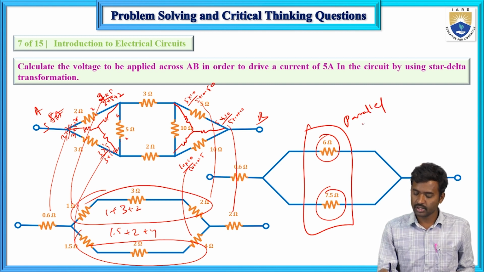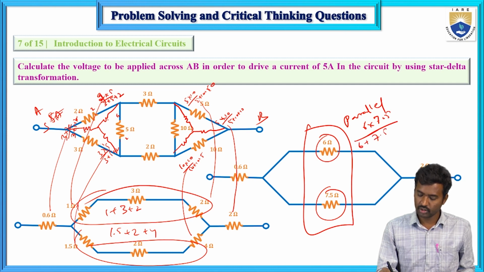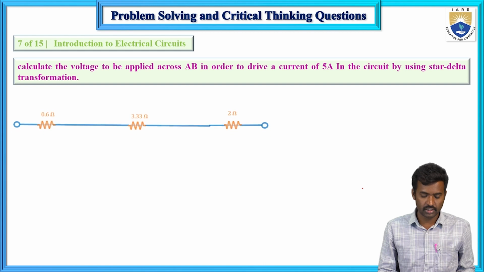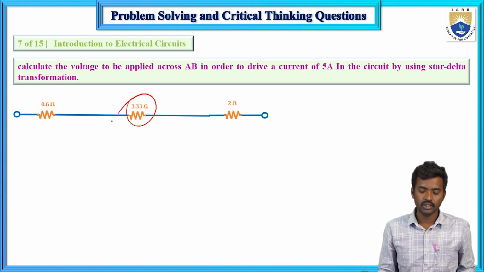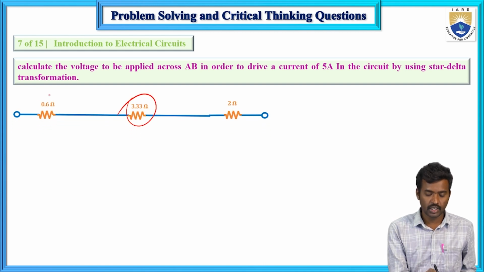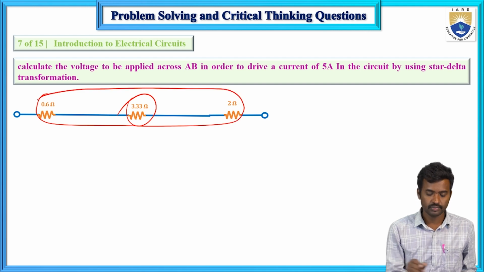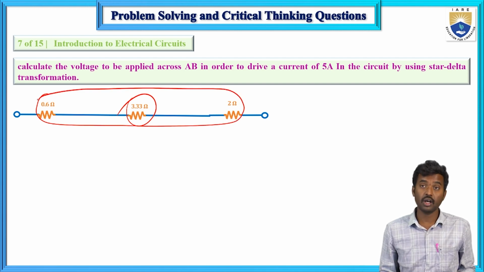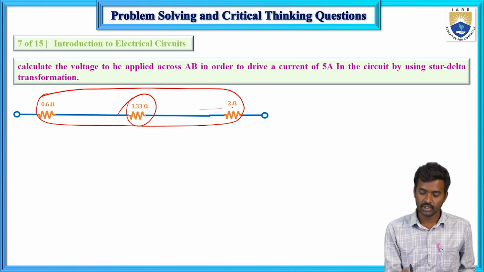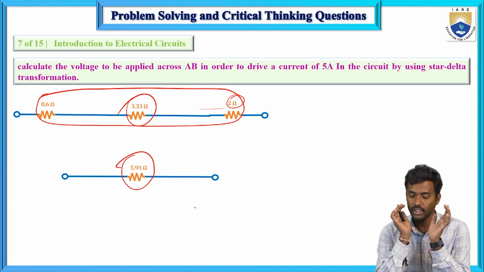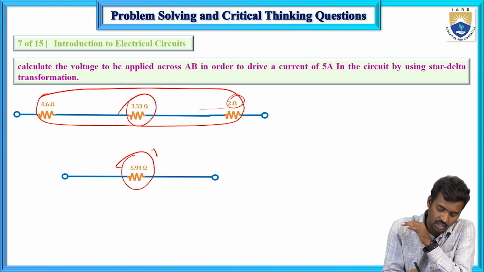In the parallel case, 6 into 7.5 divided by 7.5 plus 6. So that equivalent resistance value is 3.33. Now these three are connected in series connection: 0.6 plus 3.33, and this one is 2. Now the final value is 5.33. So now this is the equivalent resistance.